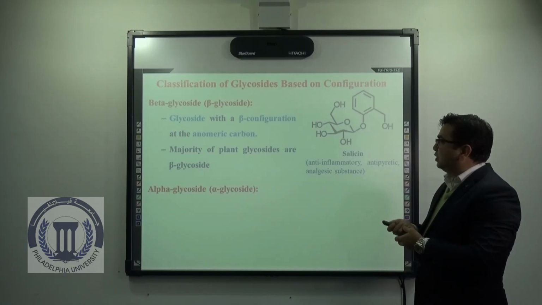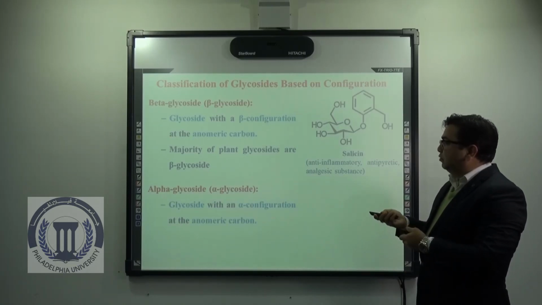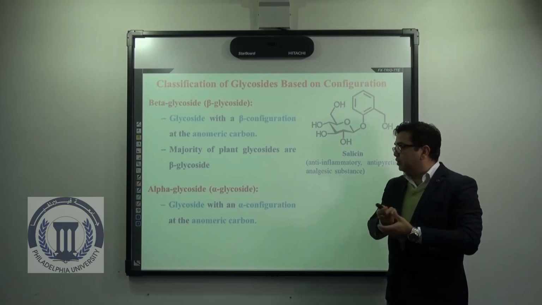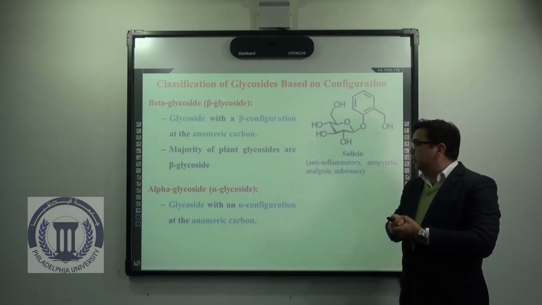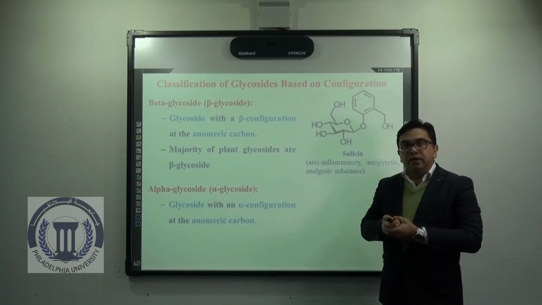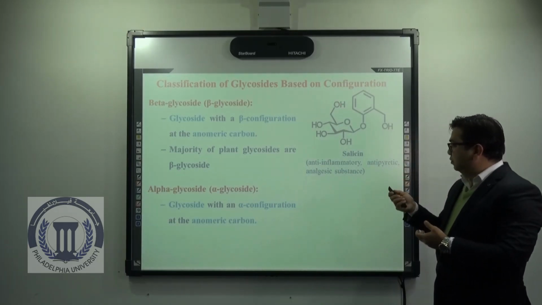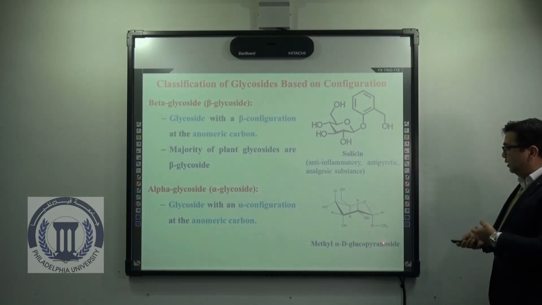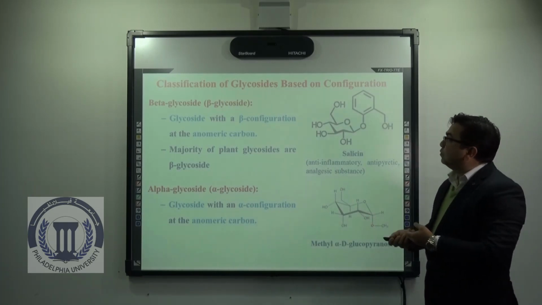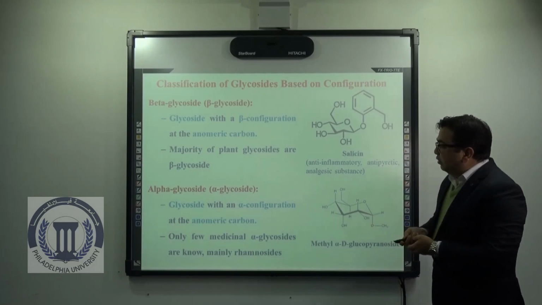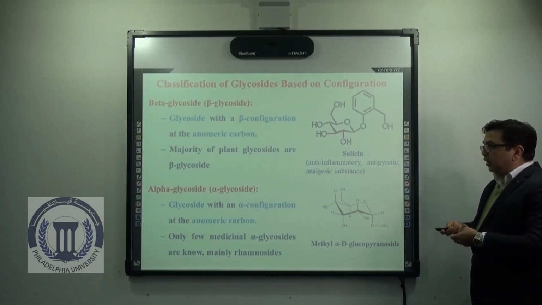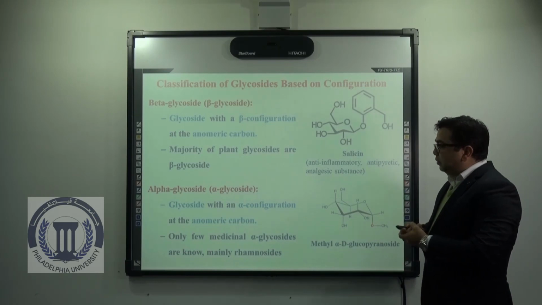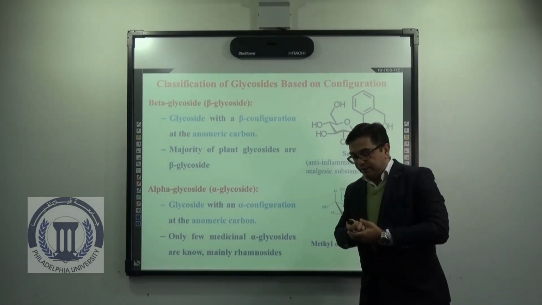The second one is alpha glycoside, where these are the glycosides with alpha configuration at the anomeric carbon. That means the aglycon part remains trans to the CH2OH group. For example, methyl alpha D glucopyranoside. You can see the aglycon part is trans to the CH2OH group of the anomeric carbon. And only very few medicinal alpha glycosides are known, and these are mainly rhamnosides.